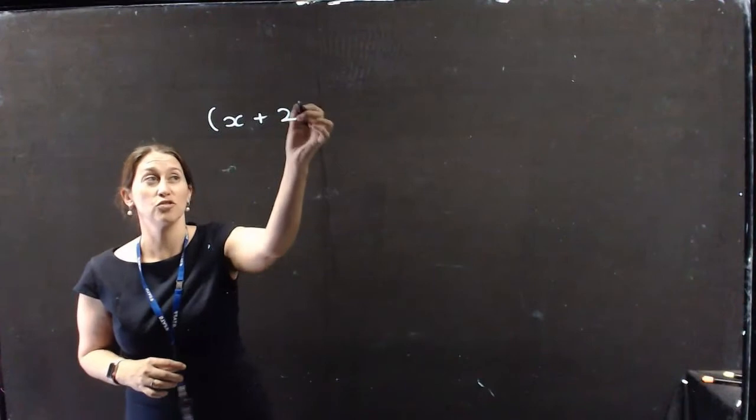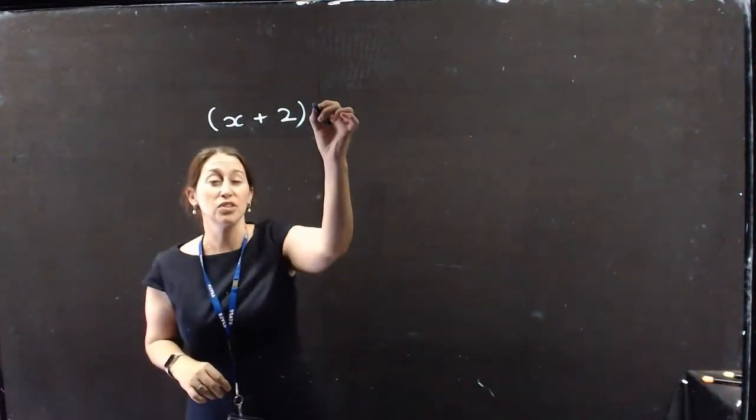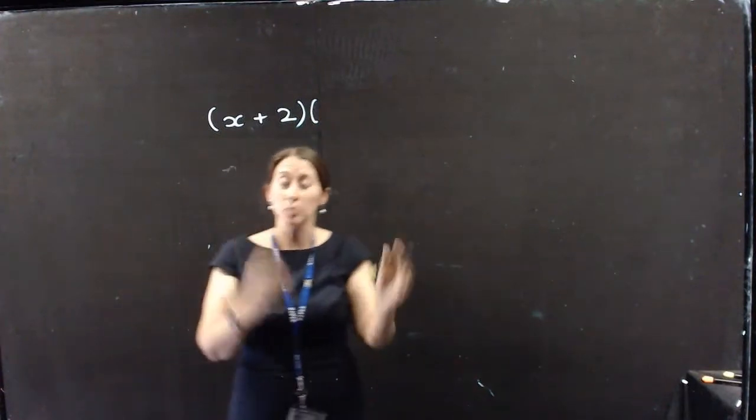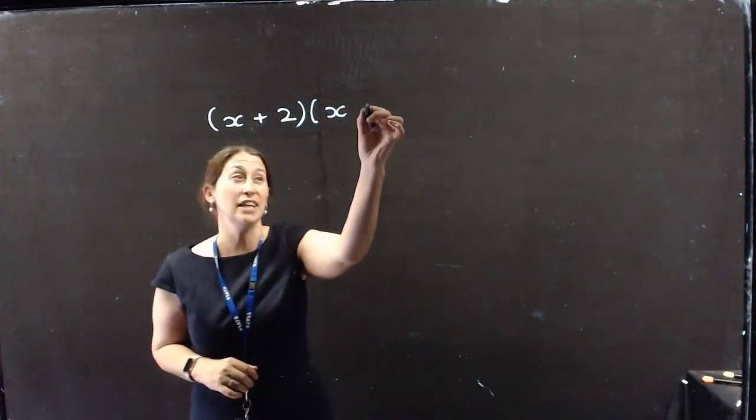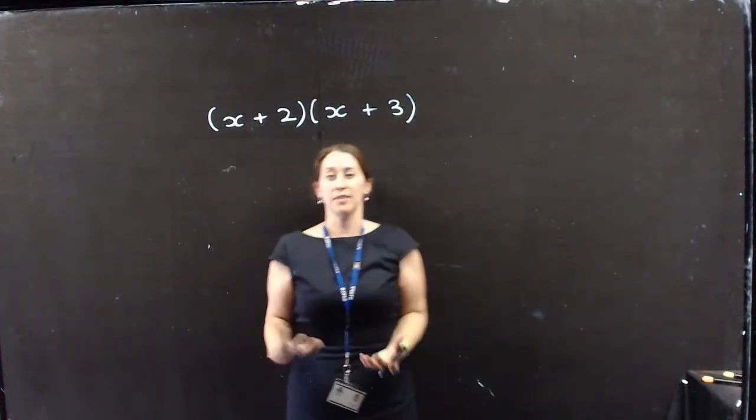Today I'm going to show you how we multiply two brackets together, i.e. a binomial expansion, where one of the brackets contains an expression. So I'm just writing an example of an expression in a bracket, x plus 2, and it's the product. So it means it's multiplying by another bracket with an expression in it, say x plus 3. And what we're going to learn is how to expand that.